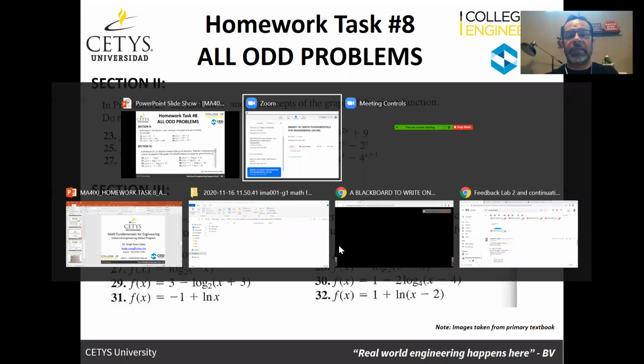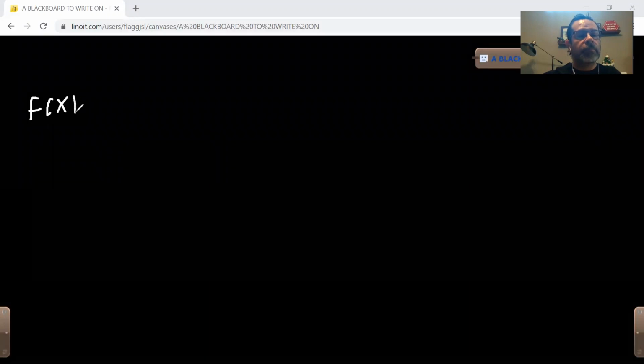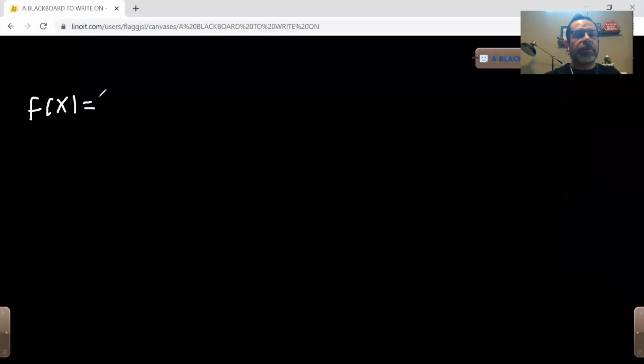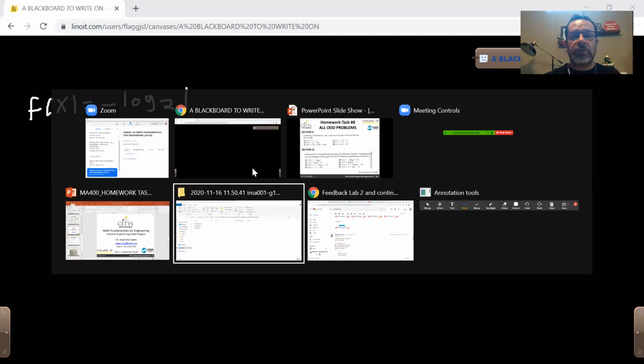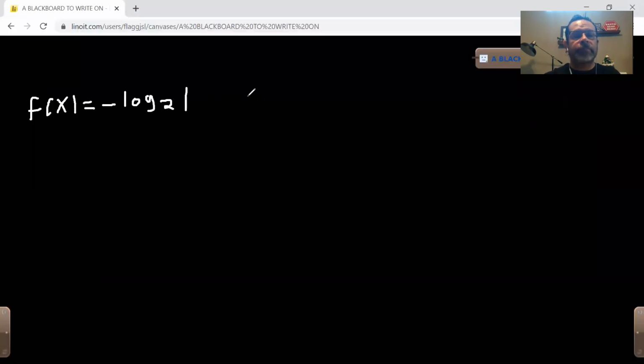So let's look at problem 26, okay? Problem 26 says that f of x equals minus logarithm base 2 of x plus 1. Let me draw that.